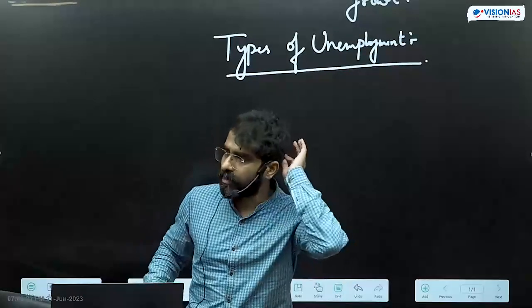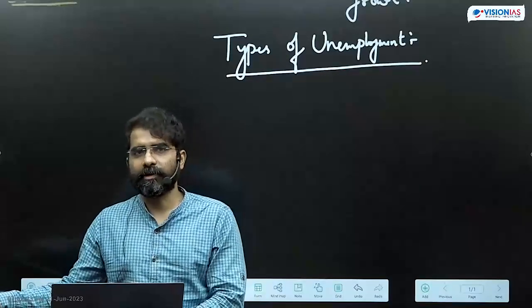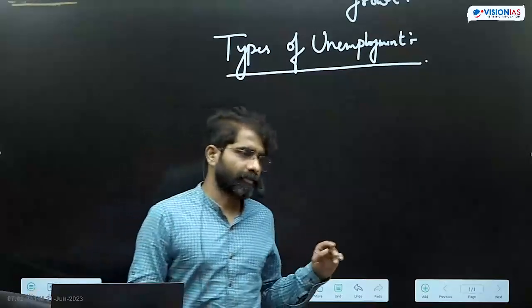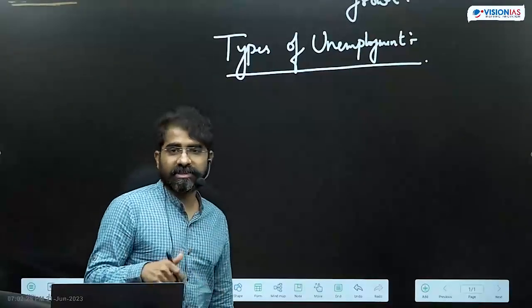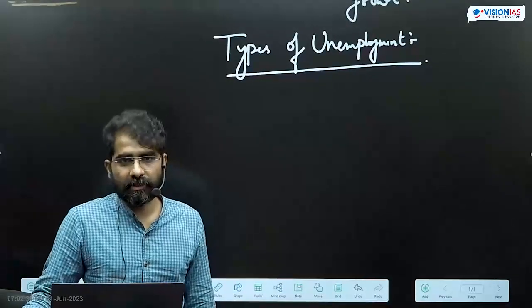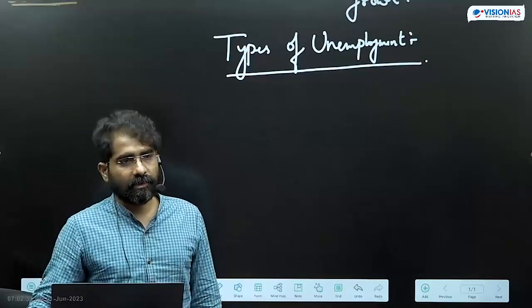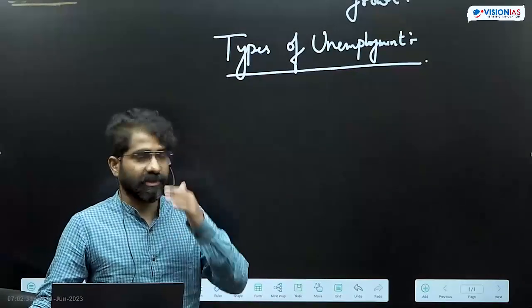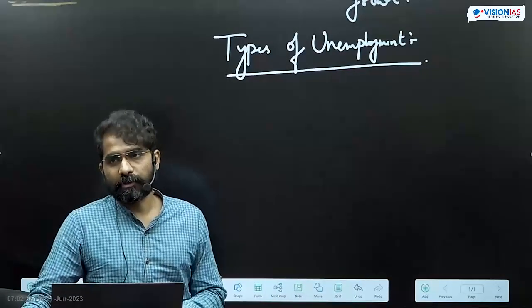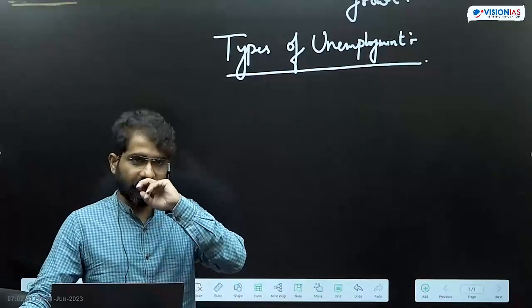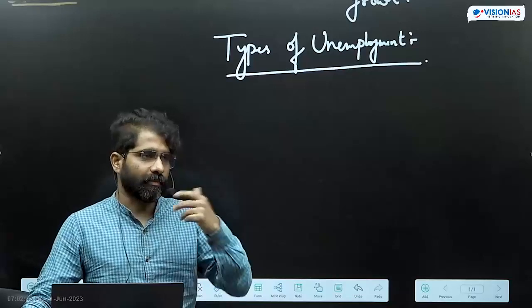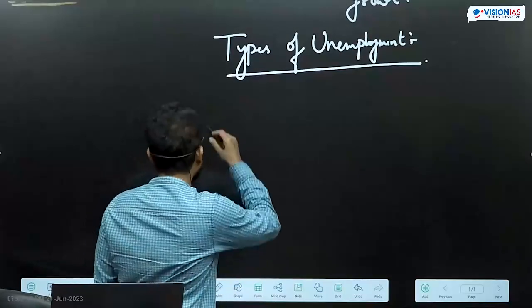Okay, so the next one is types of unemployment. Before 2017 they used to ask these questions in prelims. After that they are not asking such easy questions. For example, what is disguised unemployment? There was a question already asked in prelims. So what are the different types of unemployment?